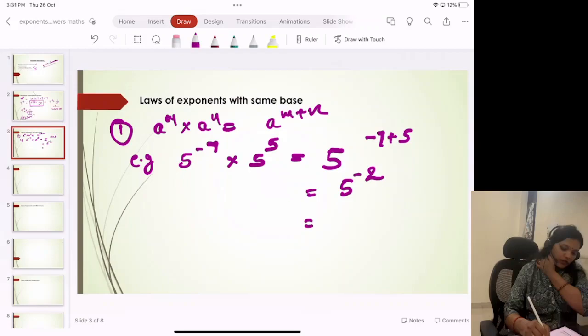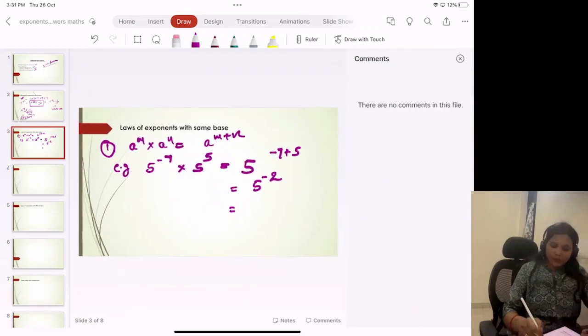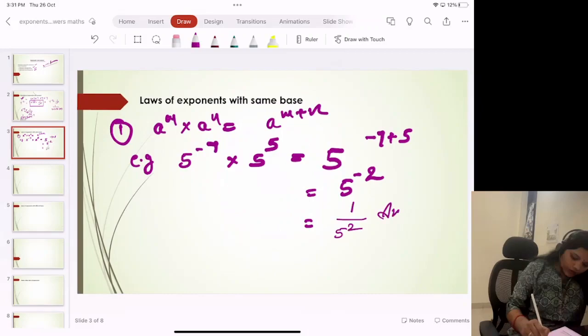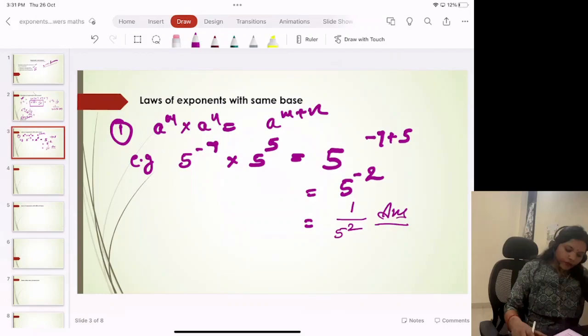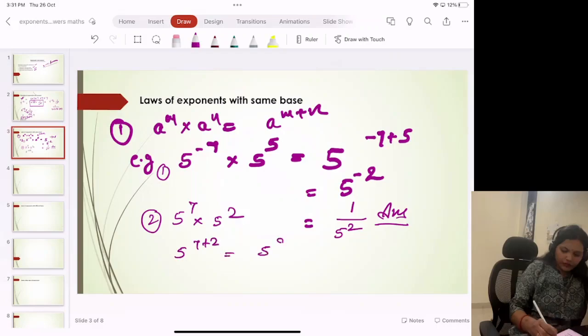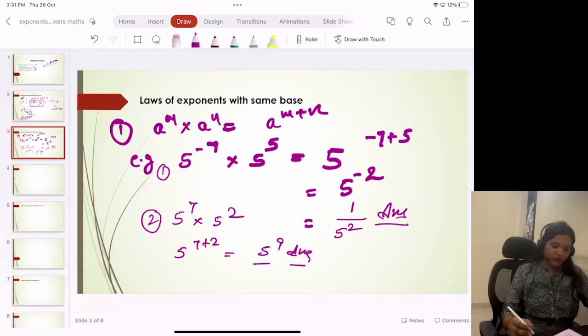Similarly, it is 5 cube power minus 2. When we take it into the denominator form, the power becomes positive, so it will become 1 upon 5 cube power. This will be our answer, correct? Okay. And this was the first. If I say 5 to the power 7 and 5 to the power 2, similarly 7 plus 2 is equal to 5 to the power 9, right? So this was with negative powers and this was with positive powers.